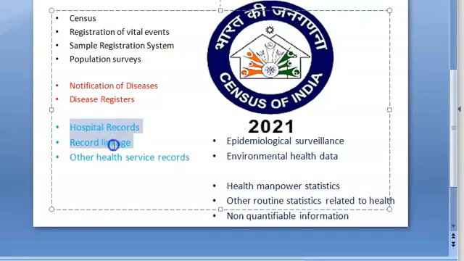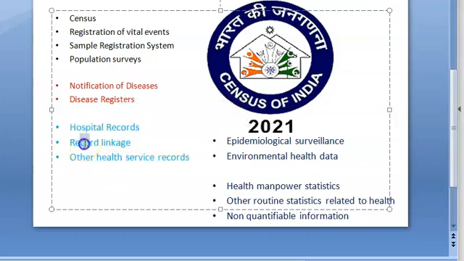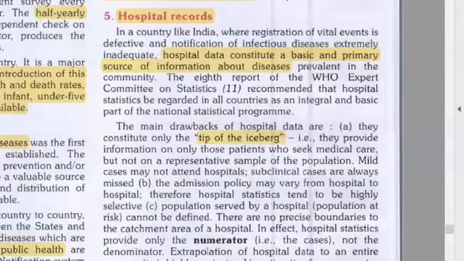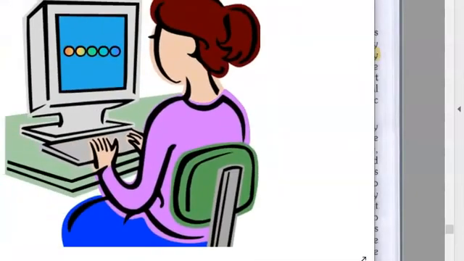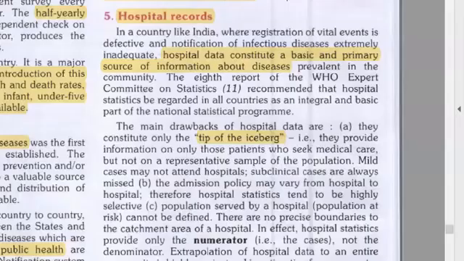Now let us look at this one. Hospital records, record linkage, other health service records. Everything has the word records in this. Hospital records, record linkage, other health service records. Let's look at these. How's it going, people? Is it becoming too much to handle? Yeah, this topic has a lot of such things only.